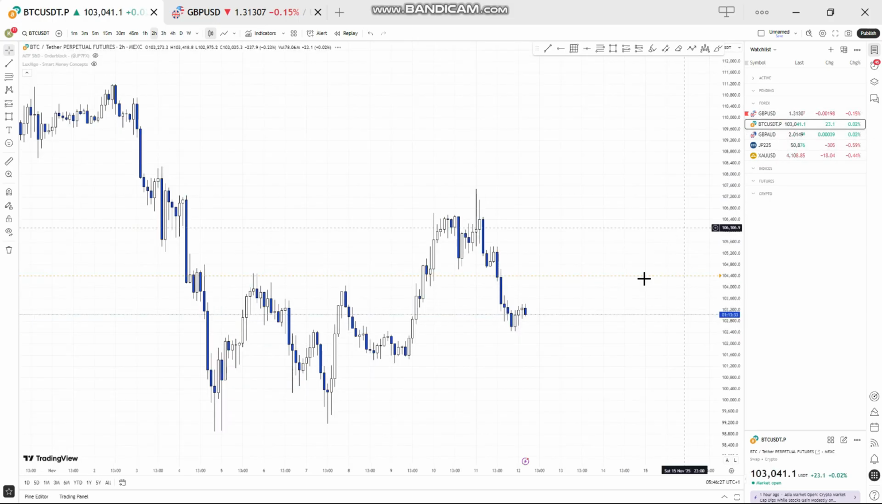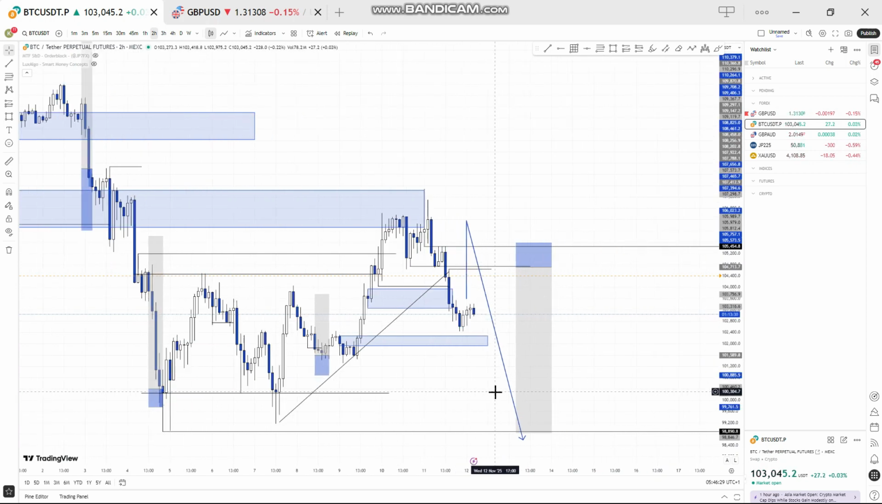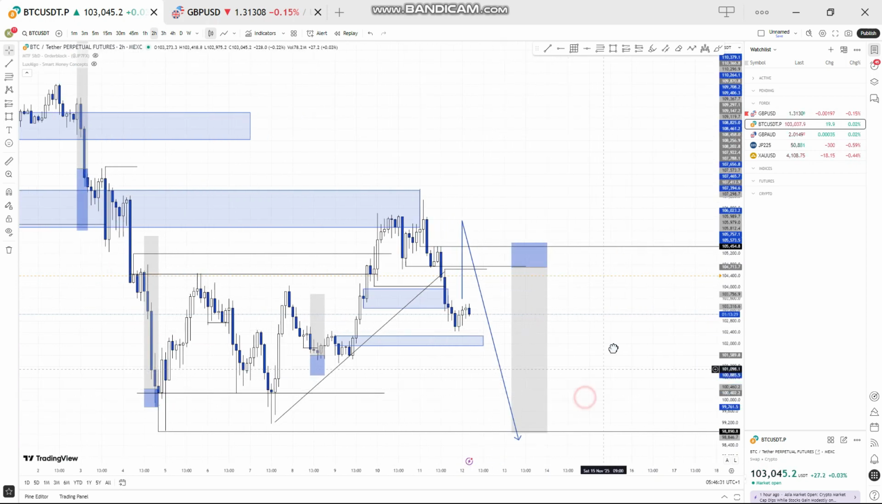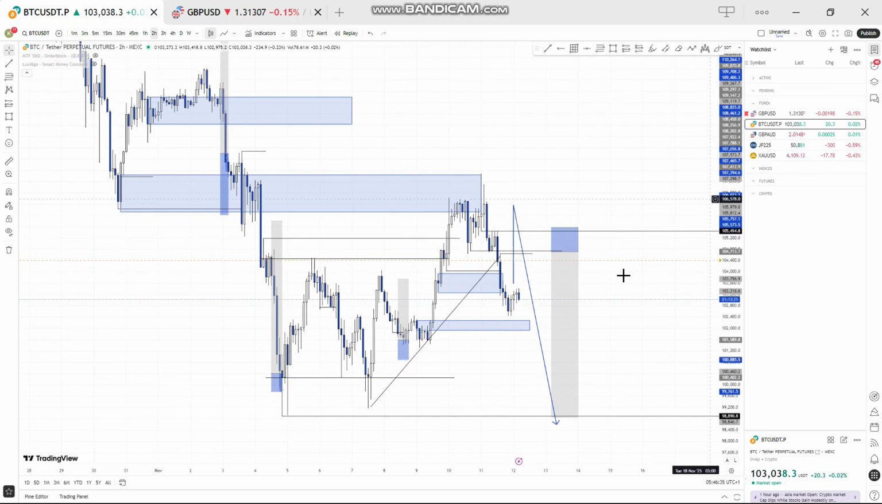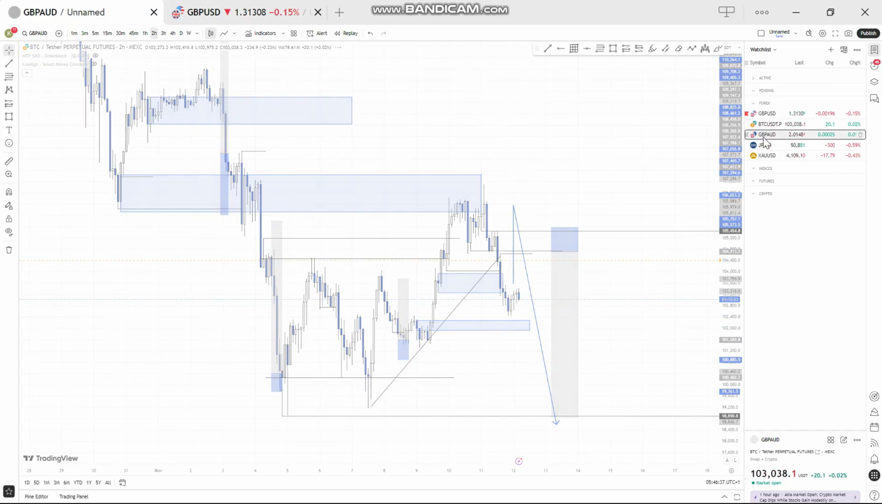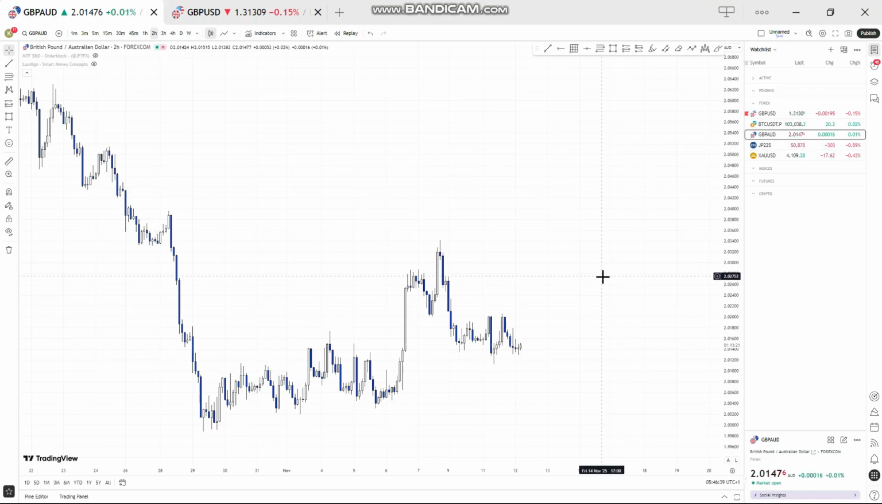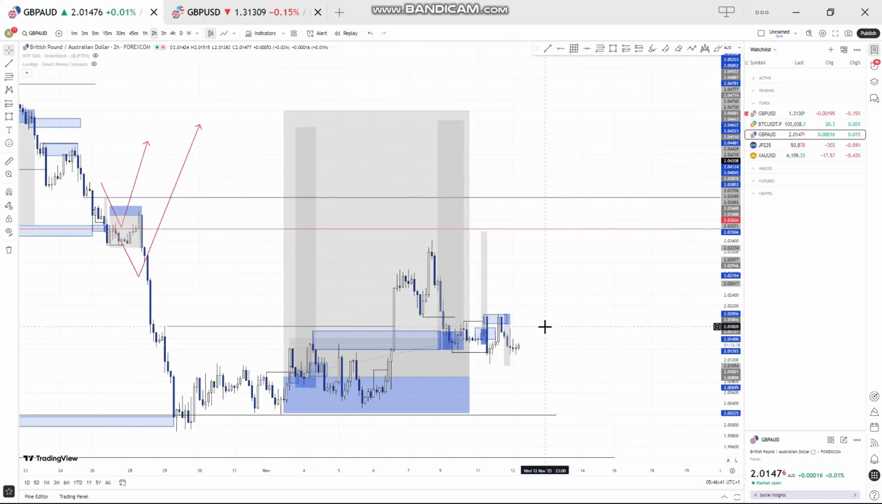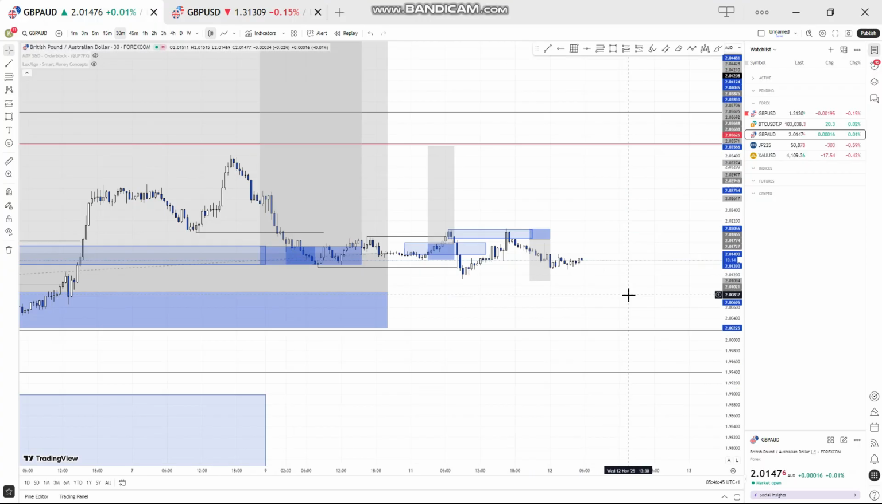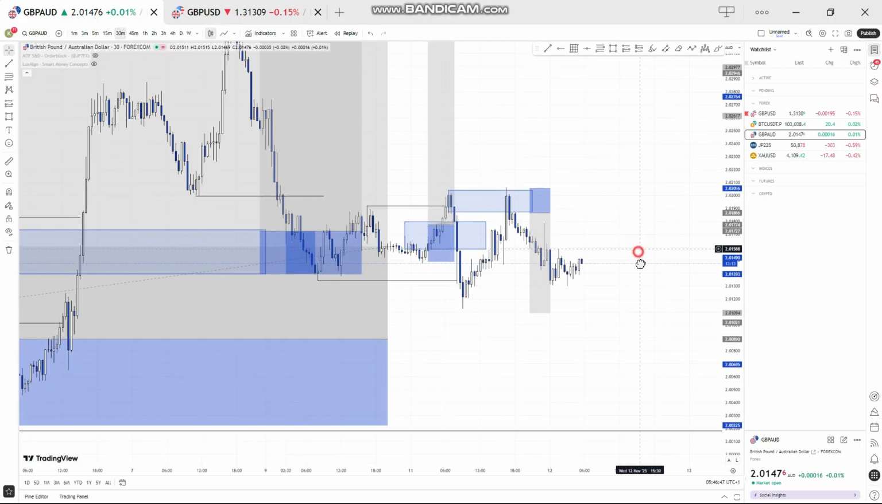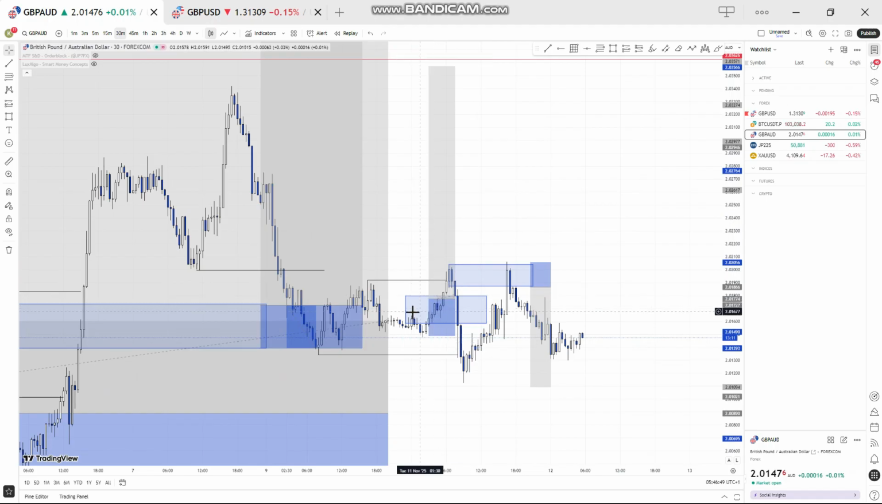BTC, okay, no, I didn't trade BTC yesterday, but I have this setup on BTC for a sell. I have this setup for a sell on Bitcoin, so I'll just leave that here. GBP AUD, what happened yesterday? We took a loss. It's shitty. Like at this point, I'm just down. I don't even know what's happening. This was the trade we got in from here.